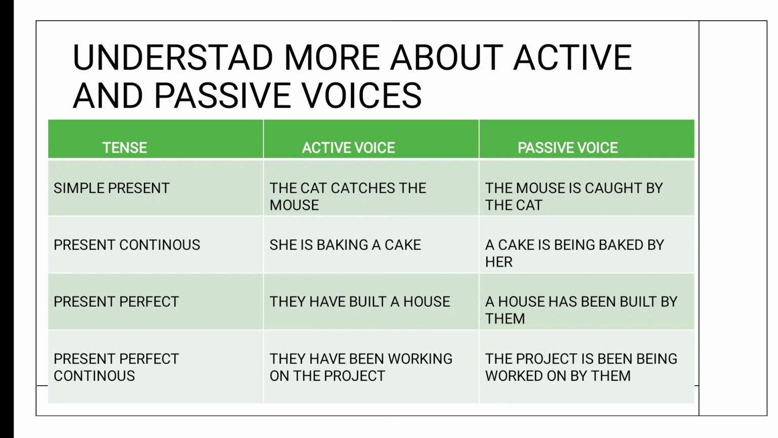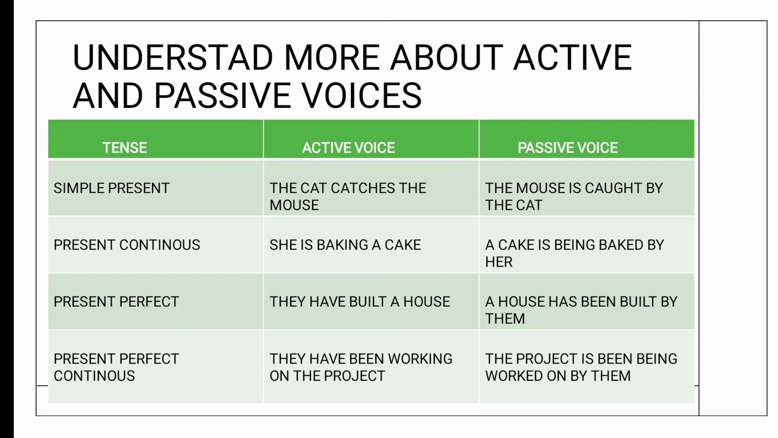It is subject plus has or have plus V3 plus object, right? So this is the normal formula. They have built a house. Now we have to convert into the passive voice. A house, which is the object of the active voice, will come into the subject place in the passive voice. A house. See, we have to add be forms here.